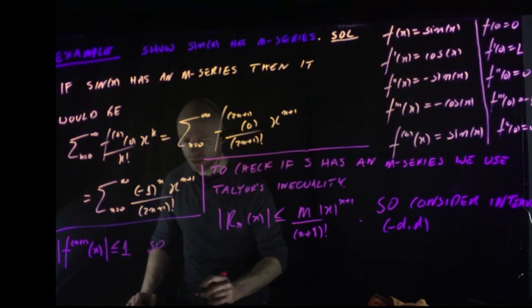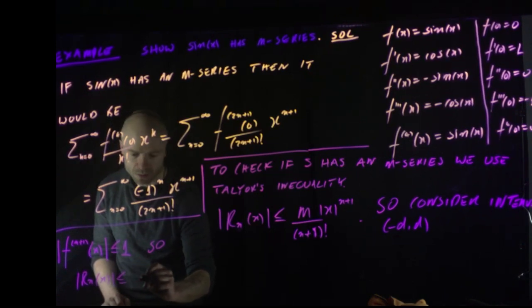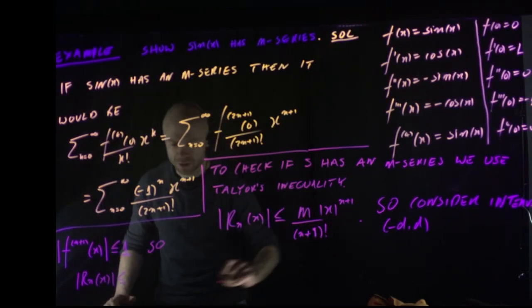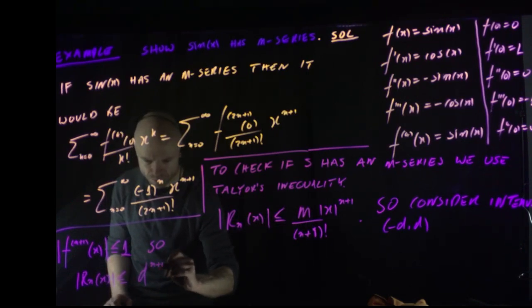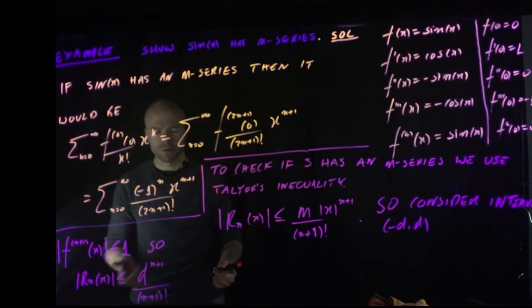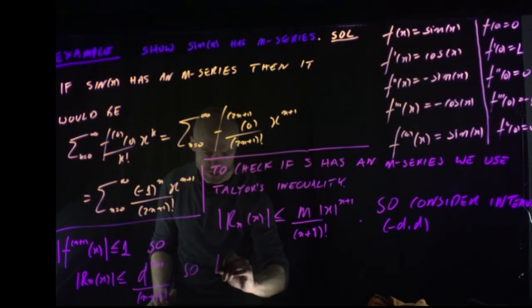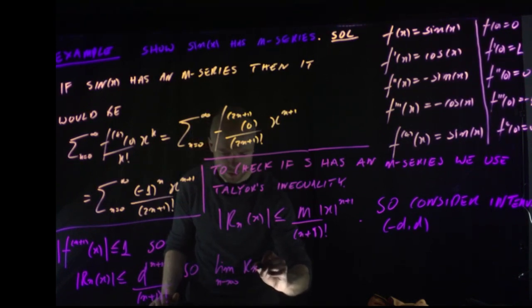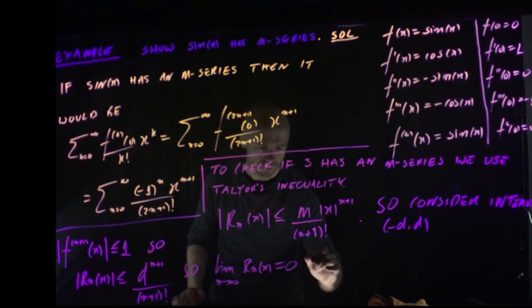So that means that our Rn of x is less than, since we're doing the interval from minus d to d, d to the n plus 1 over n plus 1 factorial. And just as we've seen before, as n goes to infinity, this goes down to 0. So the limit as n goes to infinity of the remainder Rn of x is equal to 0.